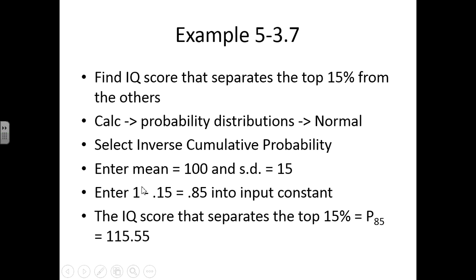But remember, Minitab always uses cumulative area. That's area shaded to the left. So if we draw our bell curve, and if 15% is in the right tail, then 85% is to the left of that value. And Minitab wants us to enter in the cumulative area. So we enter in 0.85. And Minitab tells us that value is 115.55. So the IQ score that separates the top 15%, which is the same thing as percentile 85, is 115.55.